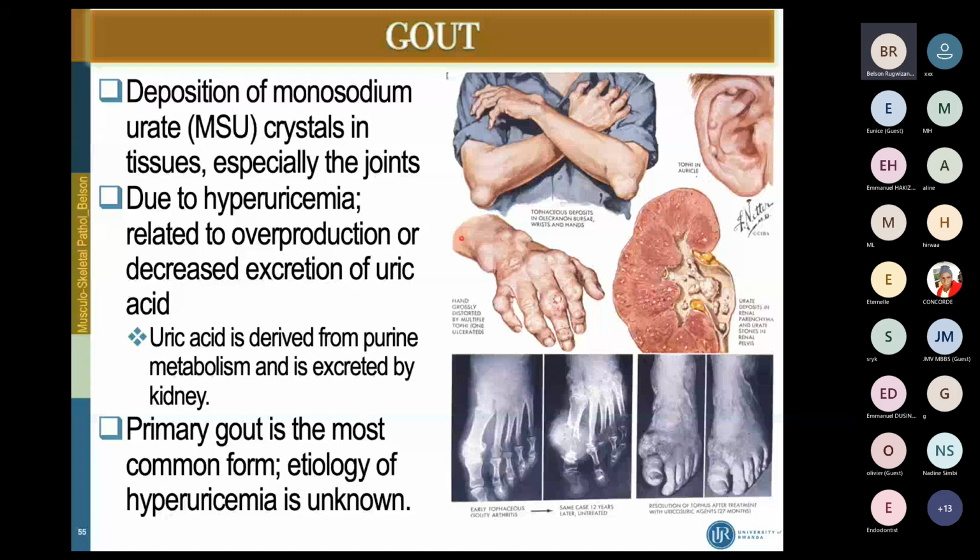So hyperuricemia is related to overproduction or decreased excretion of uric acid. So primary gout is the most common form. Primary gout means it does not have another preceding disease. So the etiology of this is not known. It's not known.